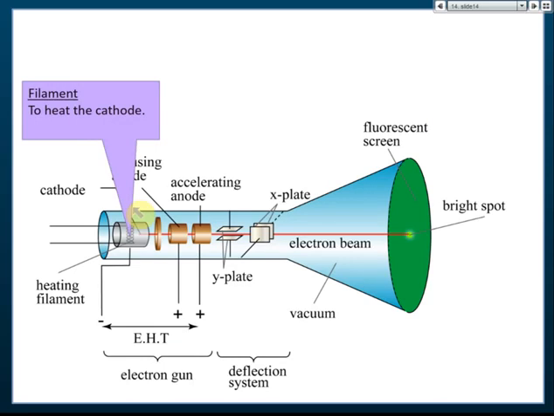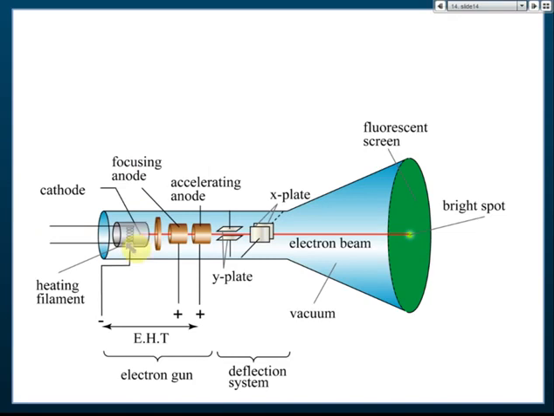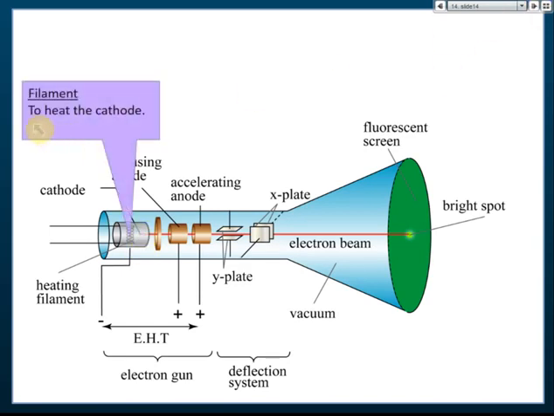So let's start with the filament. Okay, so from here, you close this one first. From here you can see that there's a filament, the heating filament. Usually it is made out of tungsten. The function of the heating filament is to heat the cathode. This is the cathode. So we use this heating filament to heat the cathode. So that is the heating filament.